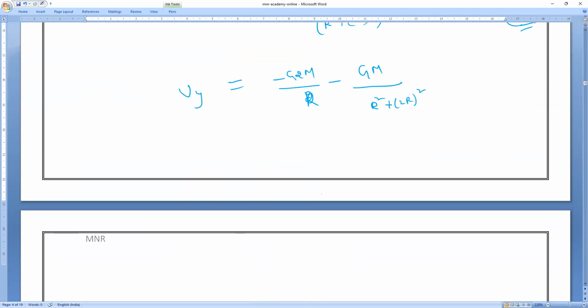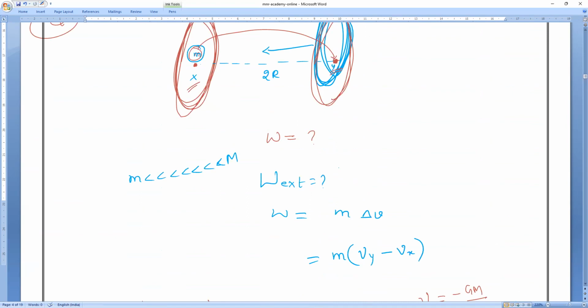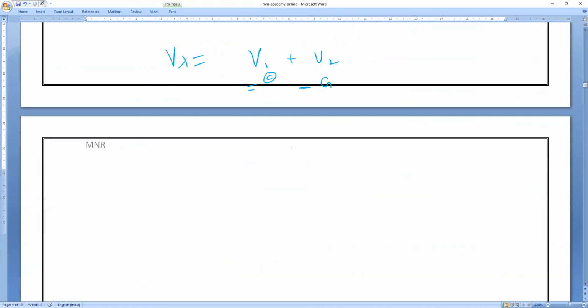Vy is over. Now Vx. Vx is again two things: due to itself, the center, and due to the second mass, the second ring. So V1 is equal to what, due to the center? G into what is the mass? M. Am I right or wrong? Yes, G into M divided by what is R?